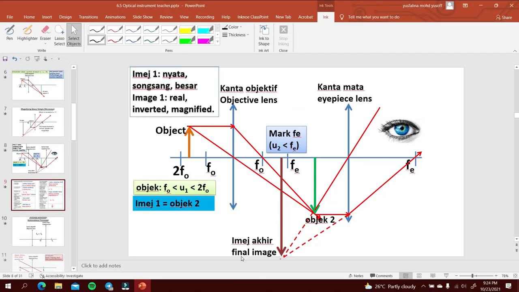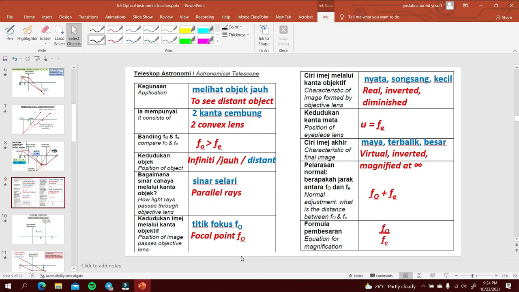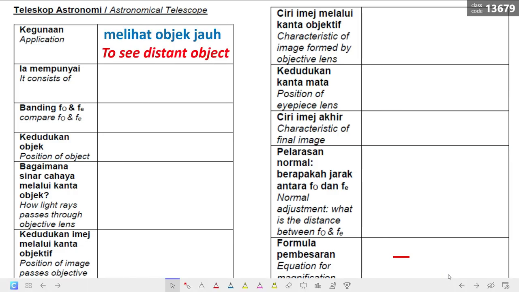Okay, so the next one is actually the telescope. So the function of the telescope is to see the distant object, right? To see the distant object. Okay, and it consists of two convex lens, and it's different from the microscope. For microscope, Fe is bigger than Fo, but for the astronomical telescope, Fo is bigger than Fe.